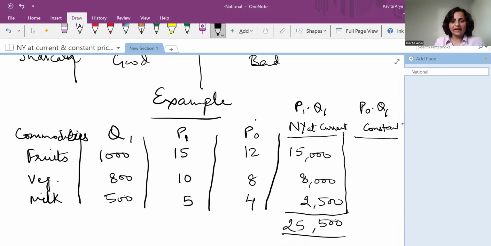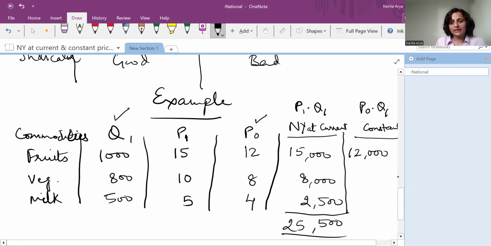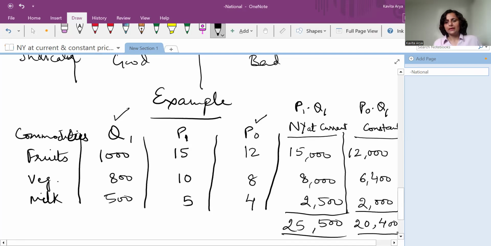Here for this, we have to multiply P naught with Q1. So my calculation will go as follows. 12,000, 8 is 64. So I have 6,400 and this is 2,000. So what is the figure with me now? The figure with me now is 20,400.